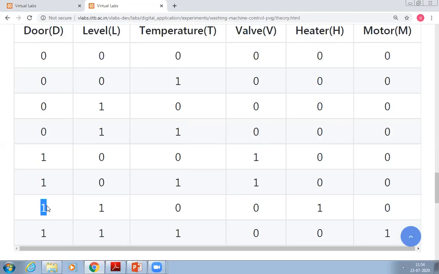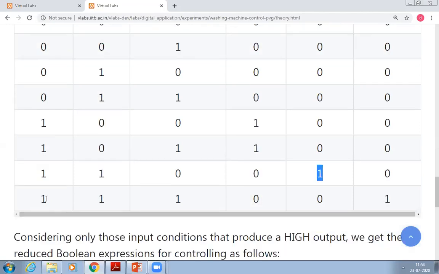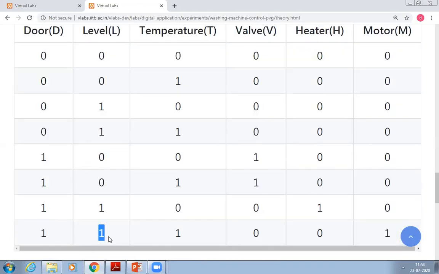Second thing, when door is closed and water level is high, in that case your heater will be turned on. So see here, heater will be turned on. Now third, when all these three are sufficient, then your motor will be turned on. That means if your door is closed, water level is sufficient and your temperature is sufficient, in that case, the motor will be turned on.